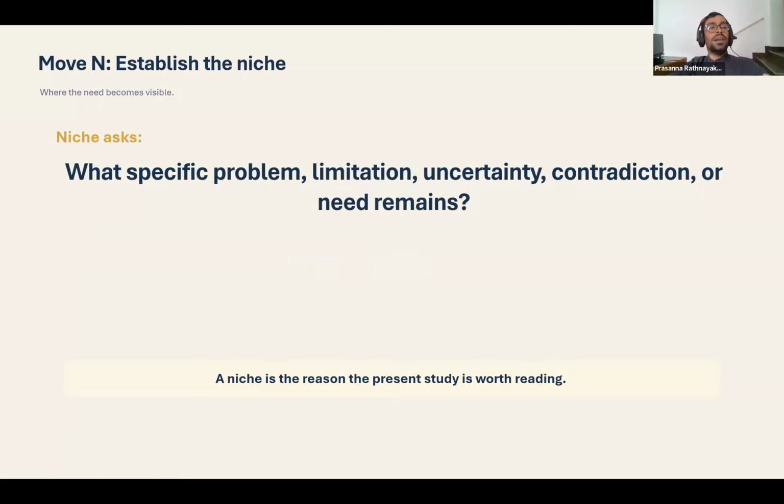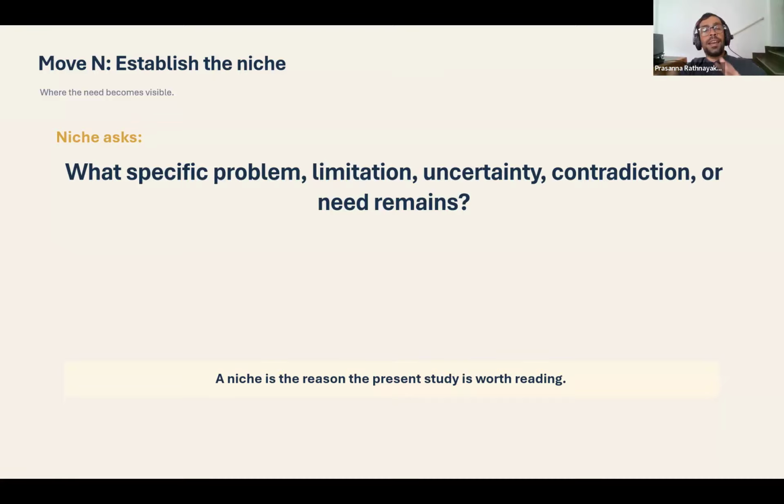Now we are moving to the second move, that is the niche, establishing the niche. This is the heart of the research space. A niche is not a decorative gap phrase. Don't ever think that a niche can simply be filled with a decorative gap phrase. It is actually the specific reason the study is required, needed.